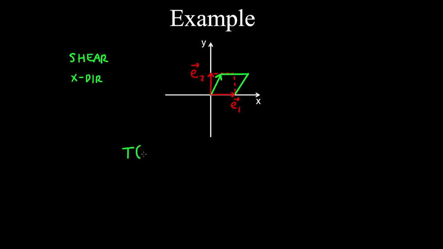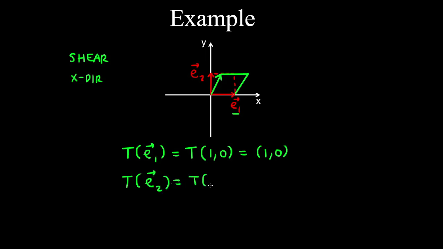So applying the transformation on each basis vector, we have the transformation applied on E1, which results in an image of 1, 0. So this vector remains unaffected. And then applying the transformation on E2, which has initial components of 0, 1, while the component of this vector in the horizontal direction is our shear factor, and the vertical component remains the same.